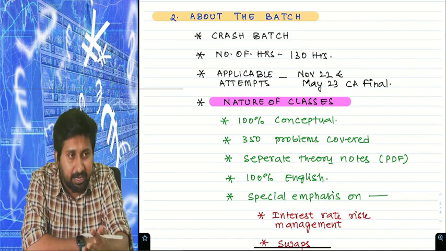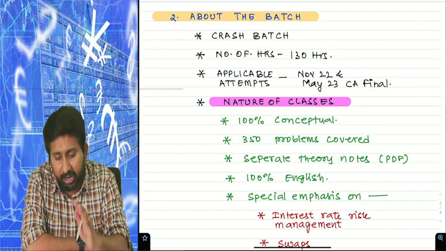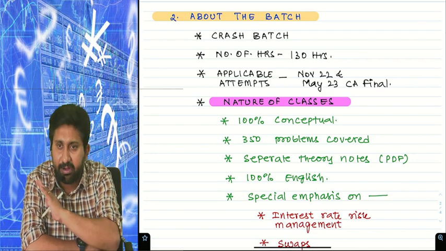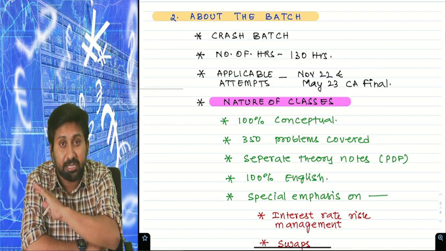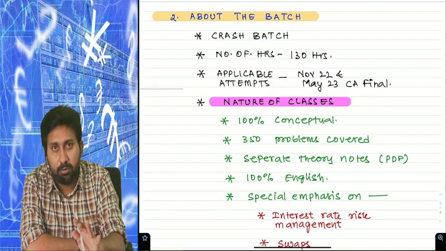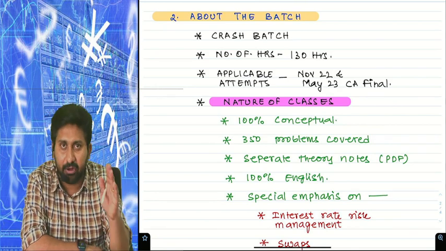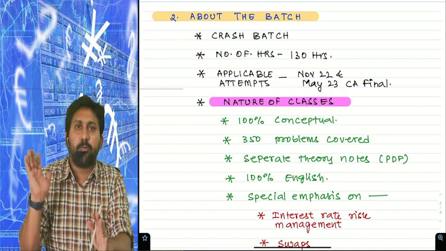So a question will arise: what is the difference between a crash batch and the regular batch? In the regular batch, concepts will be covered; the crash batch also will cover the entire concepts. When it comes to the discussion of a concept, equal discussion will be made. If I do 80 to 90 problems in the class in the regular batch, here I will be doing 35 to 40 problems. Representative problems we will do here.